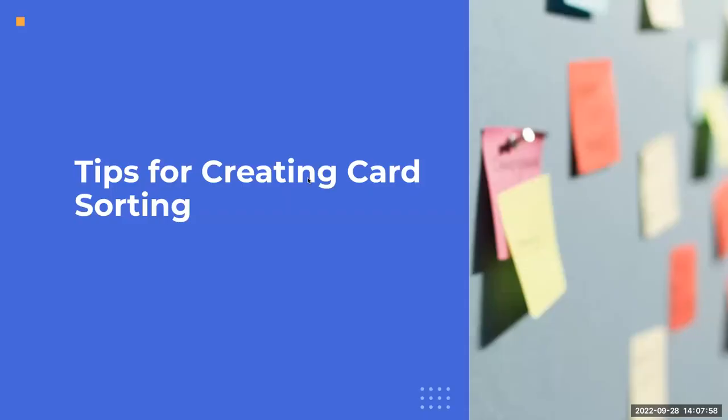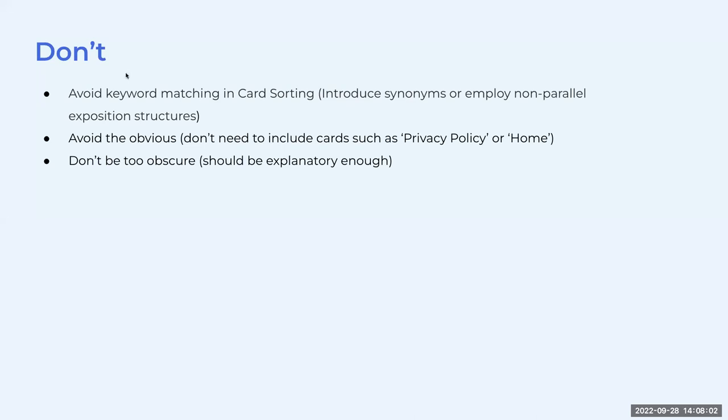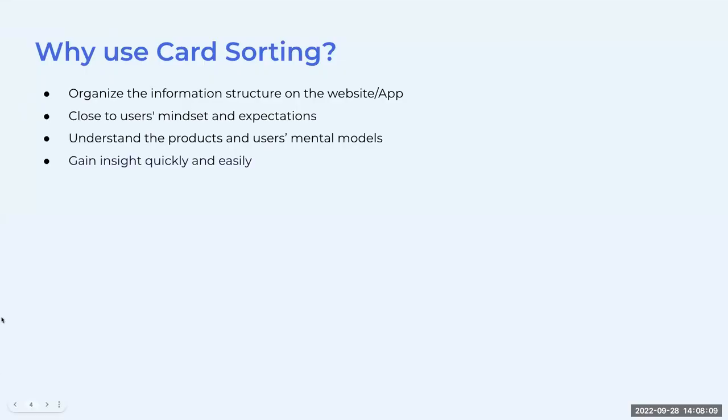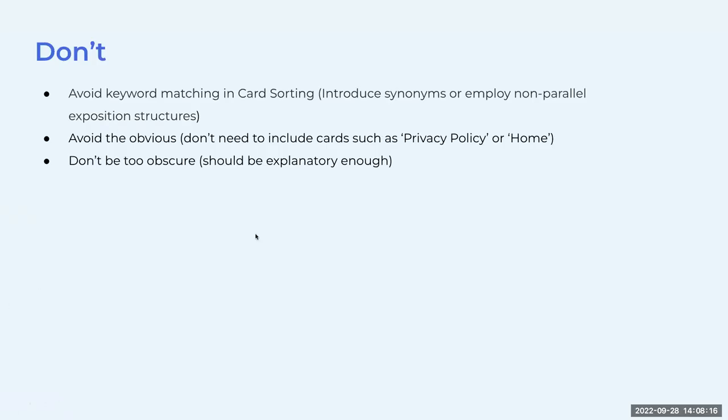And these are the tips for creating a card sorting, especially on our platform. You need to avoid keyword matching in the card sorting. If some cards or categories are quite similar, then you shouldn't do it. One way is to try to figure out synonyms or employ non-parallel association structures. You also need to avoid the obvious, things already known by the general respondent, for example privacy policy or home or any other cards or categories. And don't be too obscure.